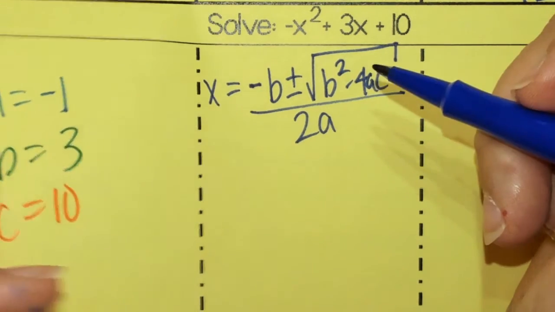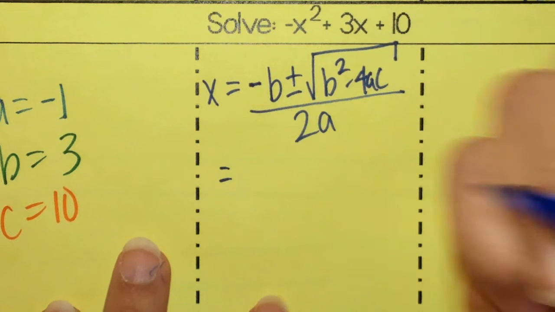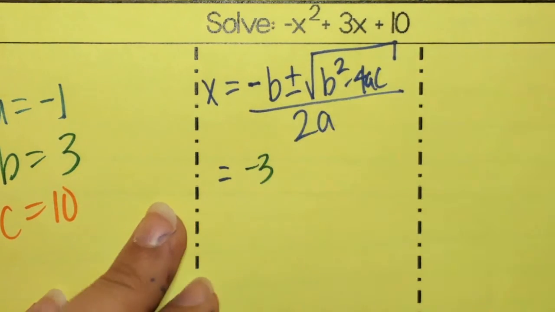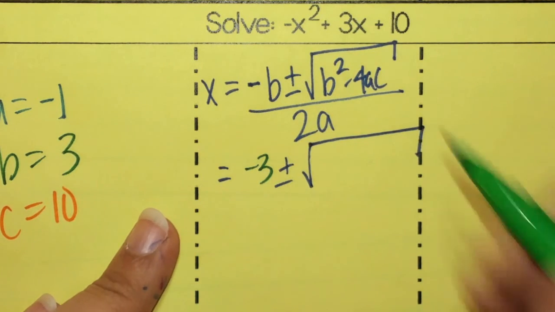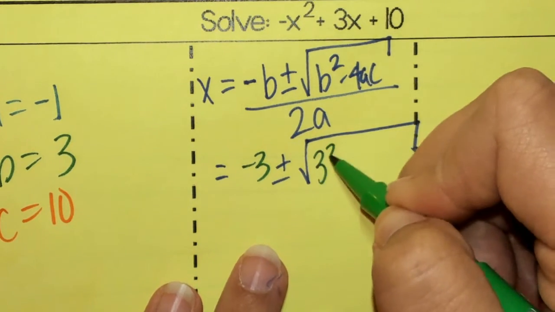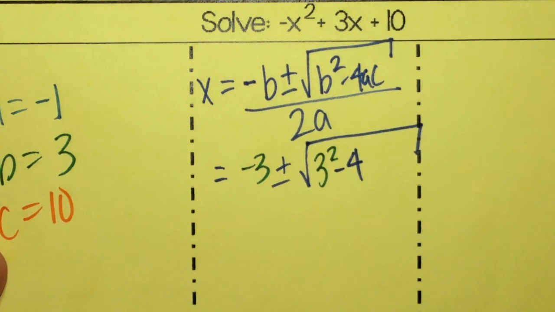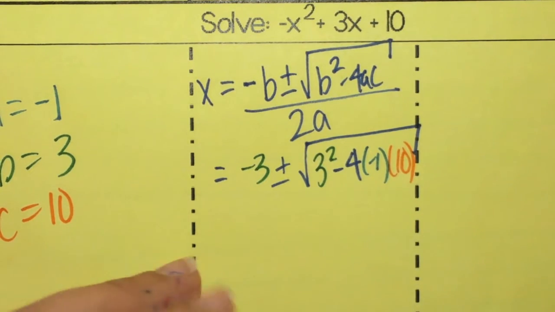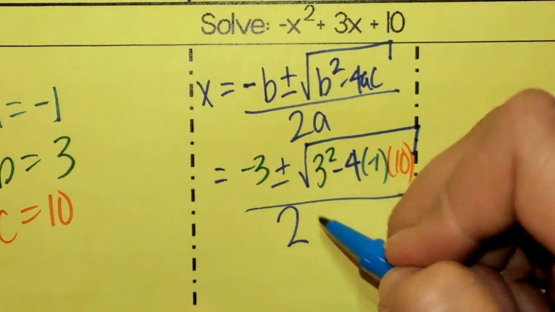Alright, now the opposite of B. What's B? And what's the opposite of 3? So -3 plus or minus the square root of 3 squared minus 4 times A times C, which is -1 times 10. All divided by 2 times A.